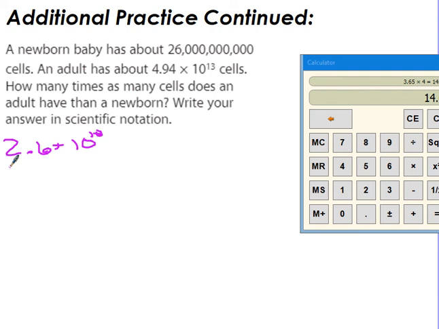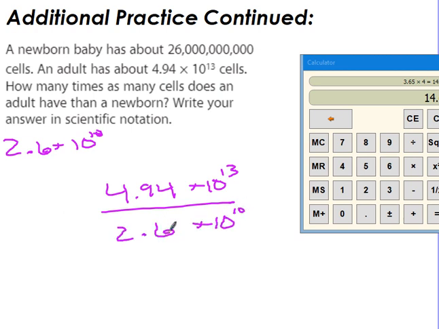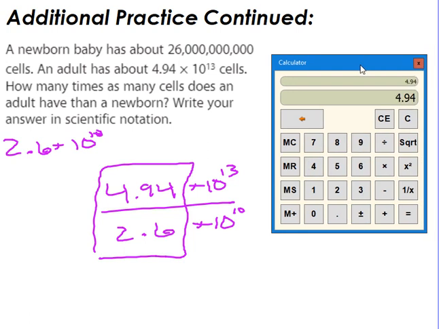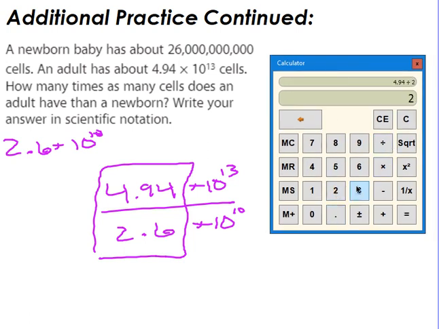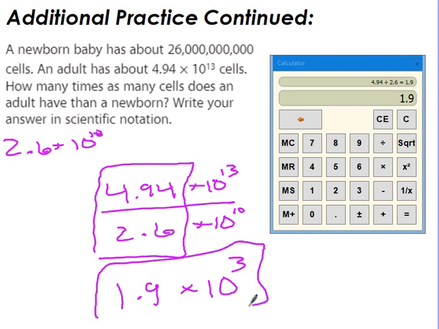So what I want to do is I'm doing 4.94 times 10 to the 13th. I'm trying to figure out how many more times this is than the first number. So I'm dividing this by 2.6 times 10 to the 10th. That's my division problem. I'm going to divide these values. So that's 4.94 divided by 2.6. I get 1.9. Subtract my exponents. That's to the 3rd power. I'm done.